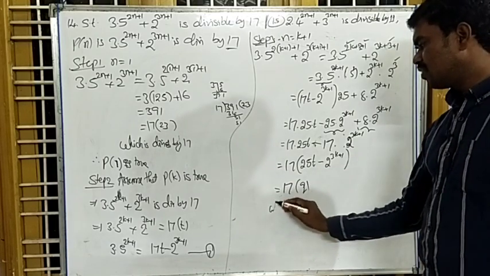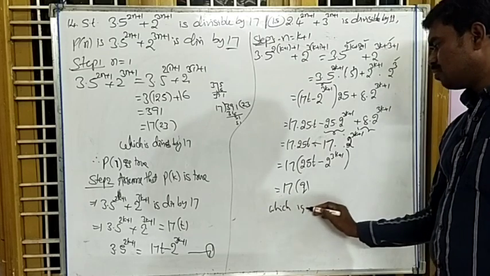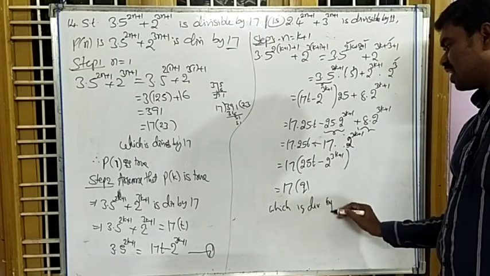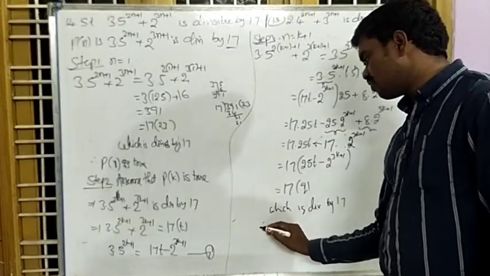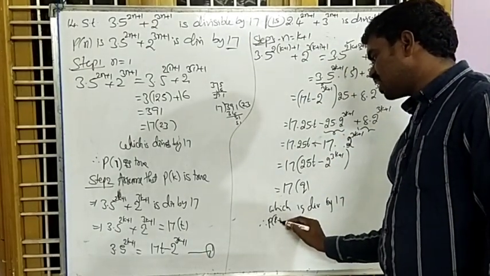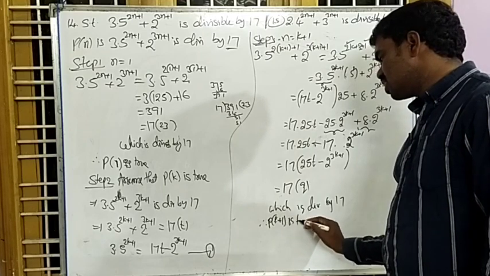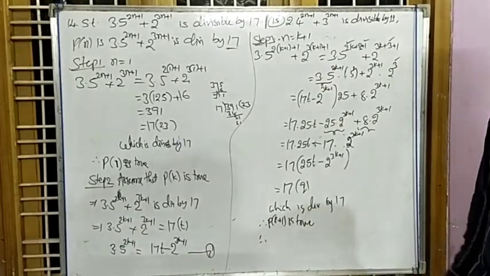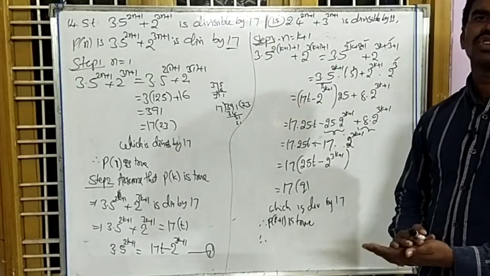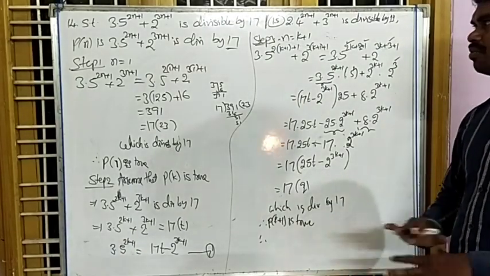That means it is divisible by 17. So it is divisible by 17 at n equal to k plus 1. Therefore P of k plus 1 is true. Therefore, by the principle of mathematical induction, P of n is true for all n belonging to capital N. So write that, and we complete the answer.